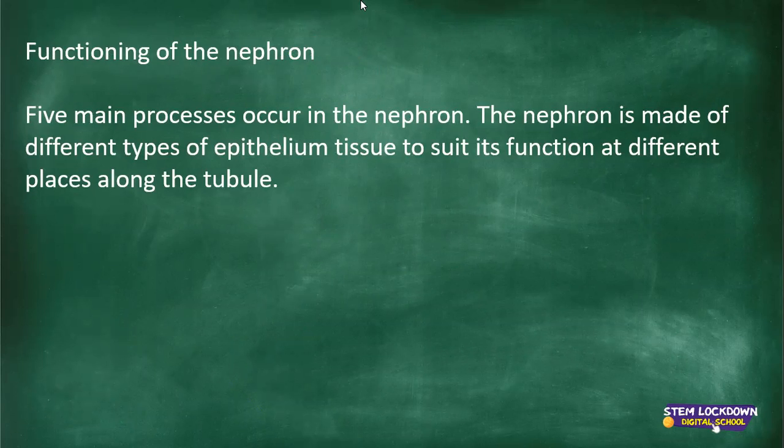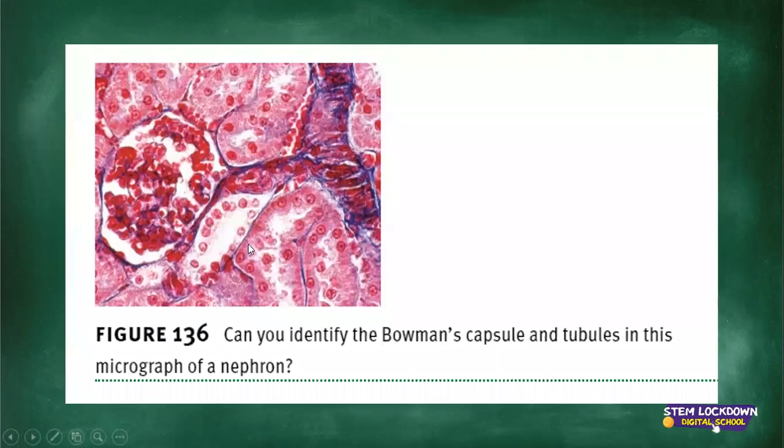There are 5 main processes that occur in the nephron. And it is made up of different types of epithelial tissues to suit its function at different places along the tubule. So we need to understand those different functions. We will learn them and look through them. Remember, I showed you the diagrams yesterday. Can you identify the Bowman's capsule and tubules in this micrograph of a nephron?